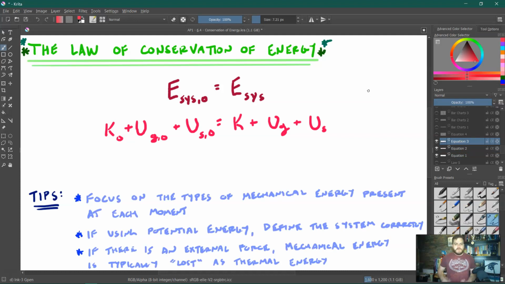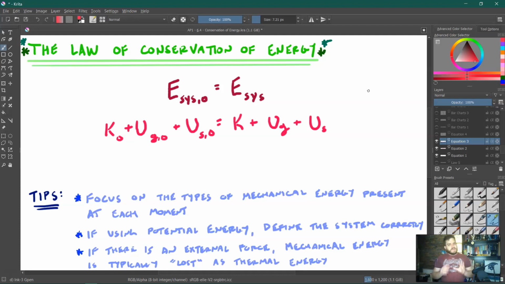Well, one, we need to focus on the types of mechanical energy present at each moment in time. If we look at one instance in a scenario and another instance, is there kinetic energy, gravitational potential energy, elastic potential energy, etc.? Two, remember if we are using potential energy, we need to make sure we define our system correctly. If we're using gravitational potential energy, you need to include Earth in the system. If not, it won't be closed. And if you have elastic potential energy, you need to include the spring in the system.